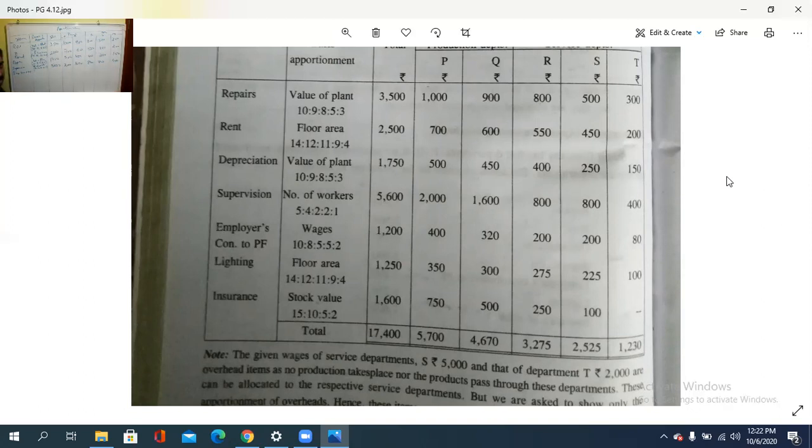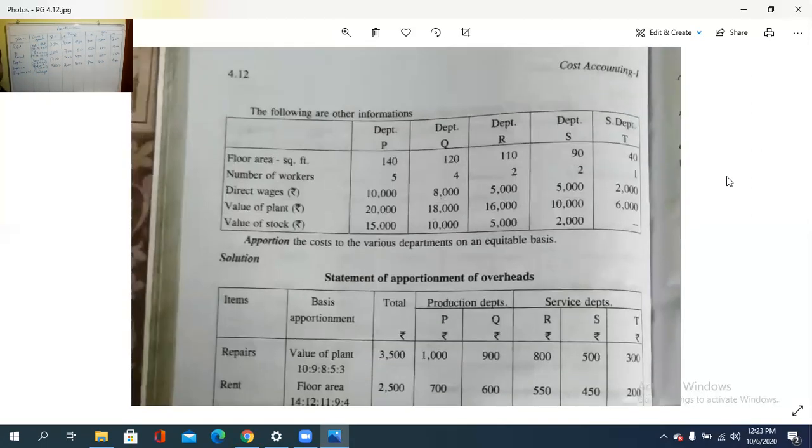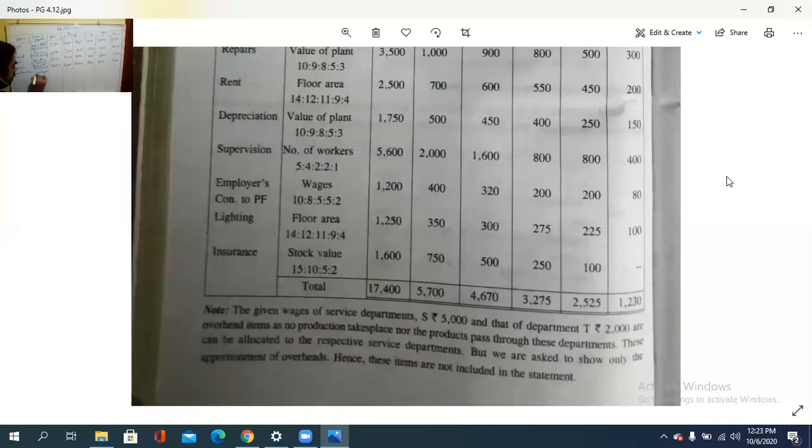So that is also based on number of workers. No, wages, because it is more suitable. See, direct wages is there. 10 is to 8 is to 5 is to 5 is to 2. So that is 10 is to 8 is to 5 is to 5 is to 2. That is to be taken. So how much is the amount? 1200. So it is 400, 320 for Q, then 200, 200, and 80 is the last one.